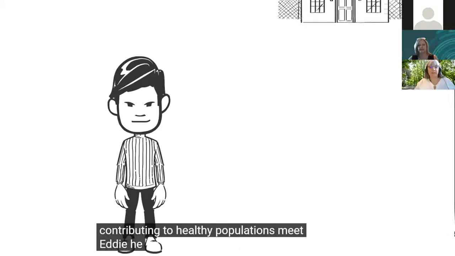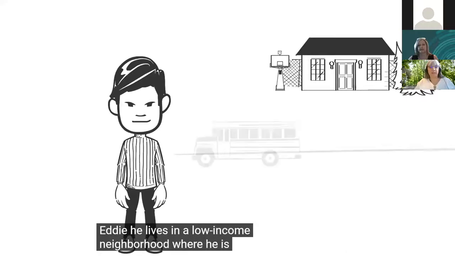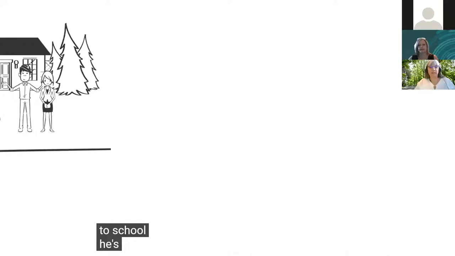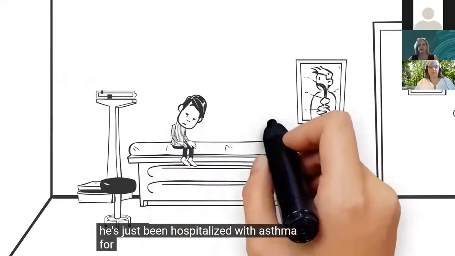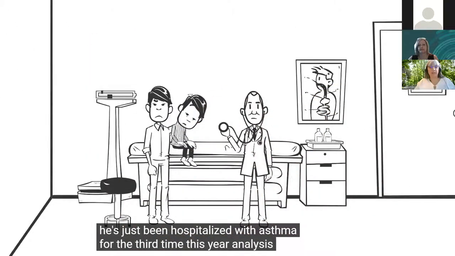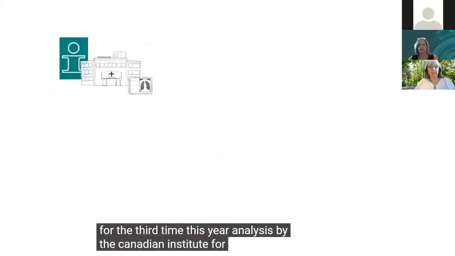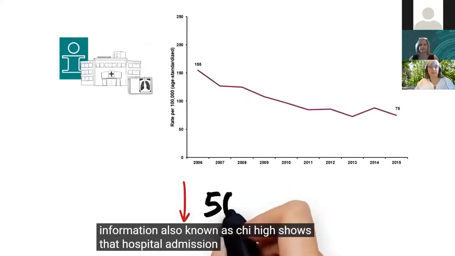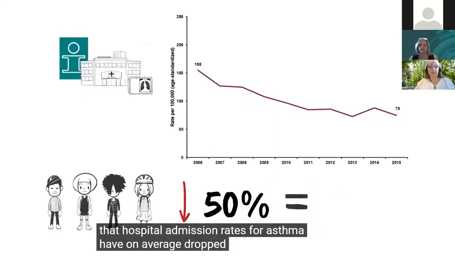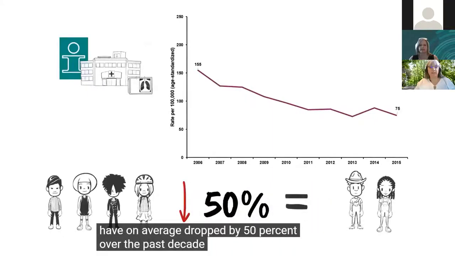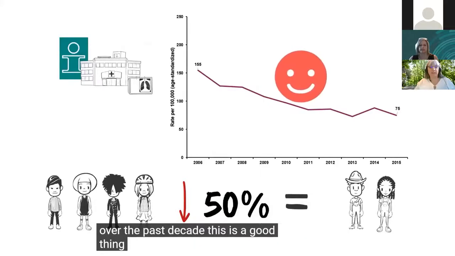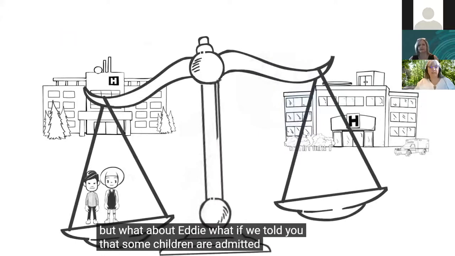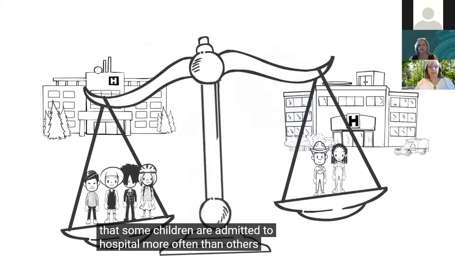Meet Eddie. He lives in a low-income neighborhood where he is excited to start grade one so he can ride the bus to school. He's just been hospitalized with asthma for the third time this year. Analysis by the Canadian Institute for Health Information, also known as CIHI, shows that hospital admission rates for asthma have on average dropped by 50% over the past decade. This is a good thing. But what about Eddie? What if we told you that some children are admitted to hospital more often than others?